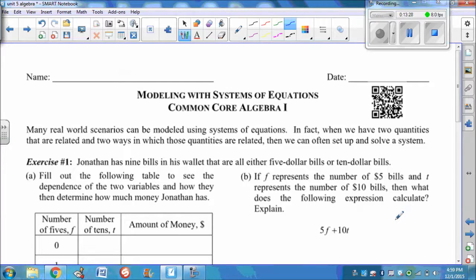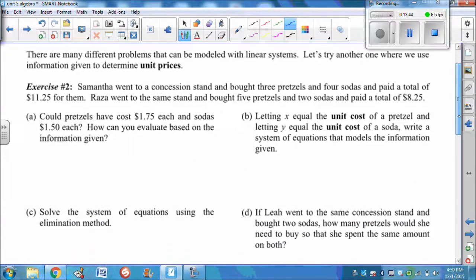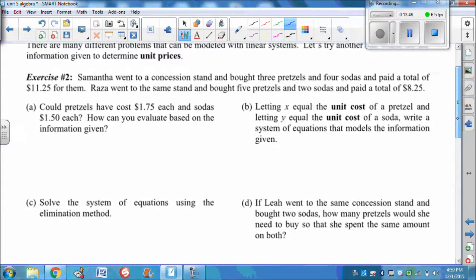Let's take a look. Let me see what I want to do. Let's go to, let's do number 2, exercise 2. Okay, so go ahead and flip the page again. We're still doing elimination here, but now we've got a little bit of meaning behind this.